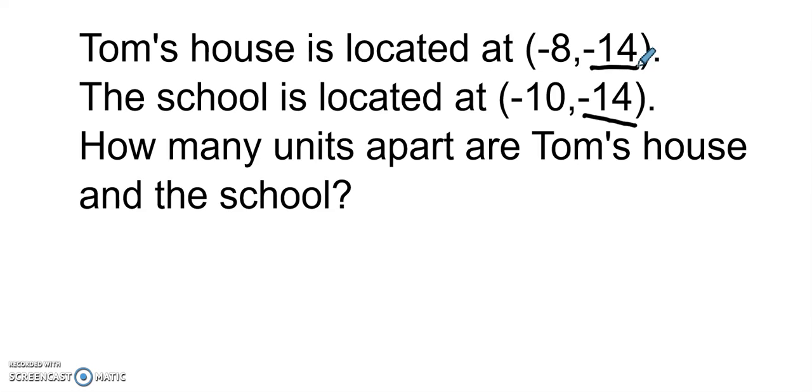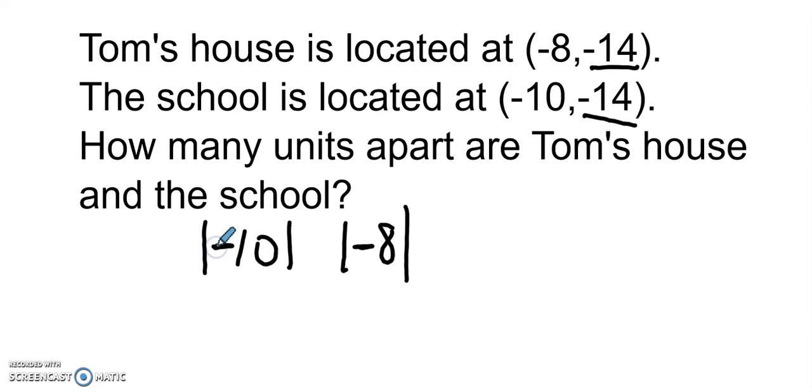So I'm going to take the other 2 coordinates, the x coordinates, and I'm going to start with the larger digit, -10, and then -8. And I know I can use absolute value to figure out the distance between these 2 points. And I know that I can subtract them because they are in the same quadrant. They are both going to be in quadrant 3. I know they're in the same quadrant because they both have the same negative sign. Because they're in the same quadrant, I'm going to subtract the absolute values.